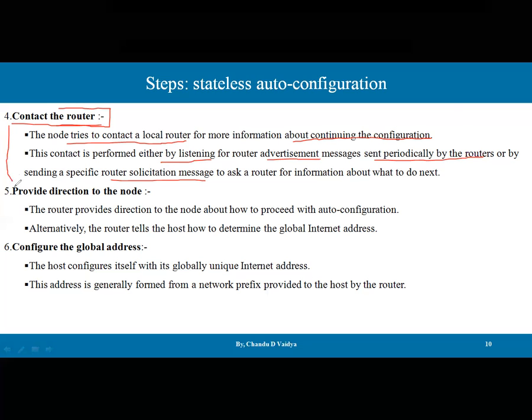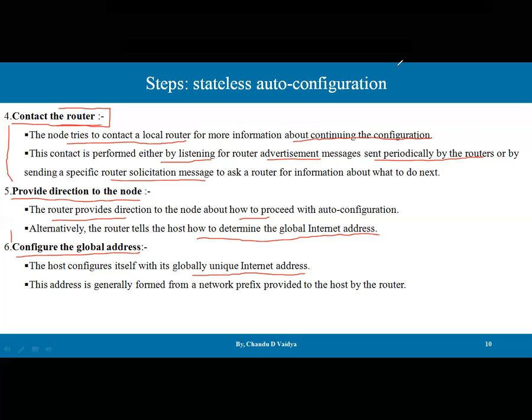Then we go to step number 5, where the router provides direction to the node about how to proceed with auto configuration. Alternatively, the router tells the host how to determine the global internet address. Then step number 6, configure the global address. The host configures itself with a globally unique internet address. This address is generally formed from a network prefix provided to the host by the routers.